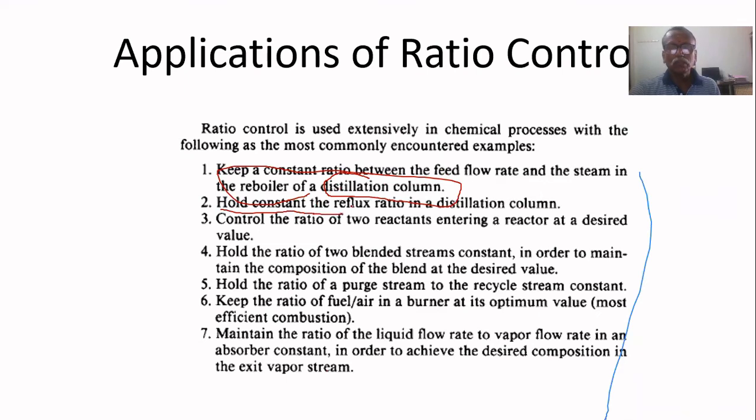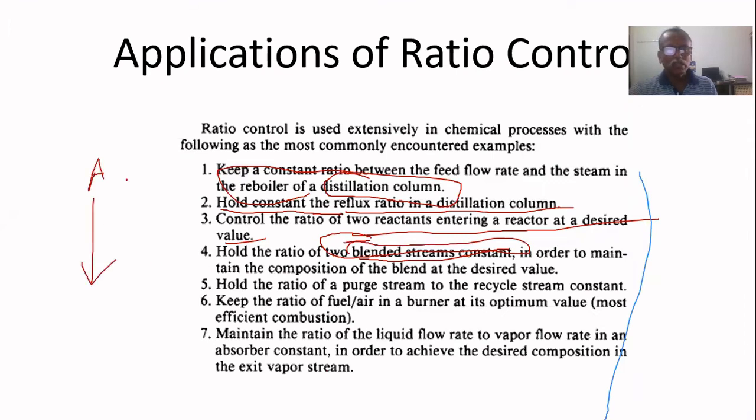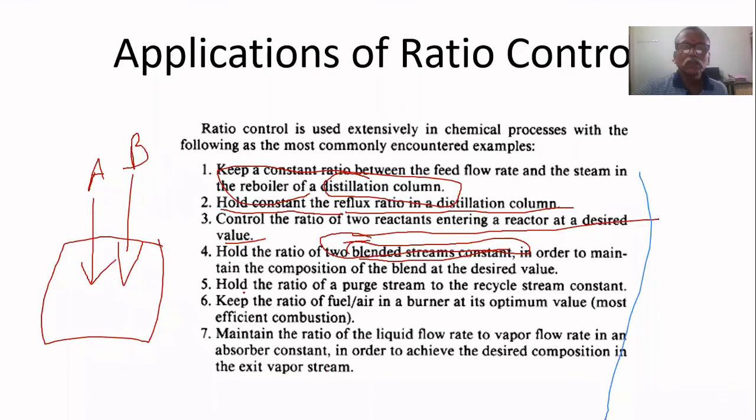Hold the reflux ratio in a distillation column. For that also we can use ratio control. Control the ratio of two reactants entering the reactor at a desired value. Ratio of two blended streams. Suppose you want to prepare a recipe, syrup, for that you have to blend two streams. Liquid A and liquid B are added together to prepare your recipe, say syrup, and in that, what ratio it must be, A and B, like that. Hold the ratio of purge system to recycle stream constant.